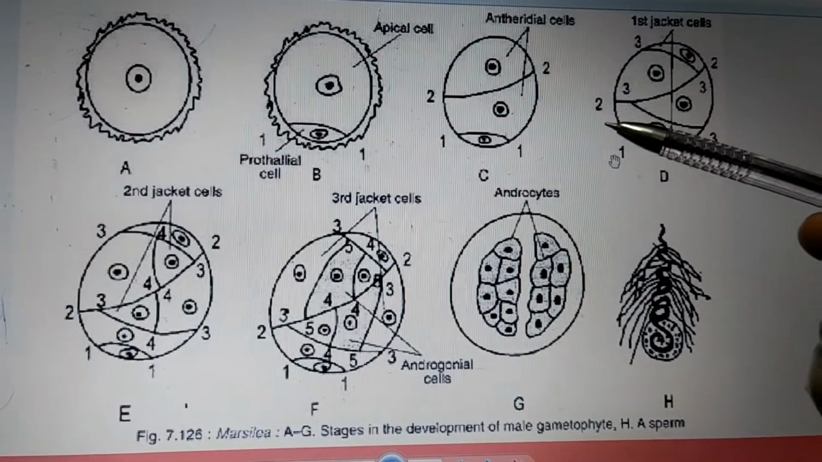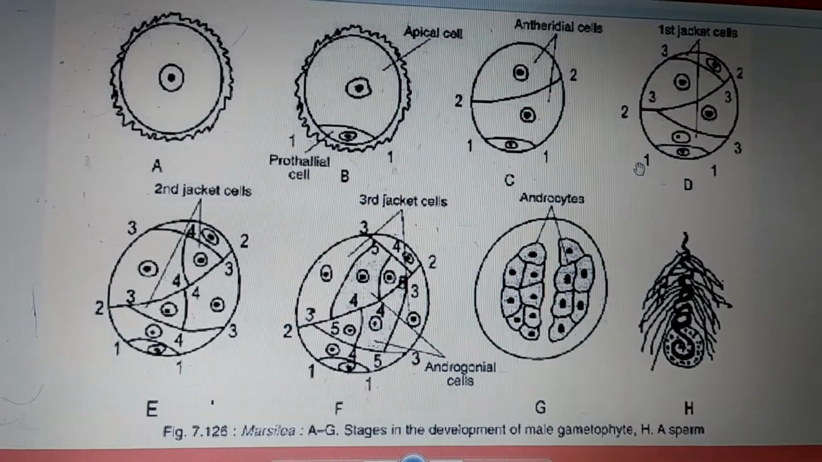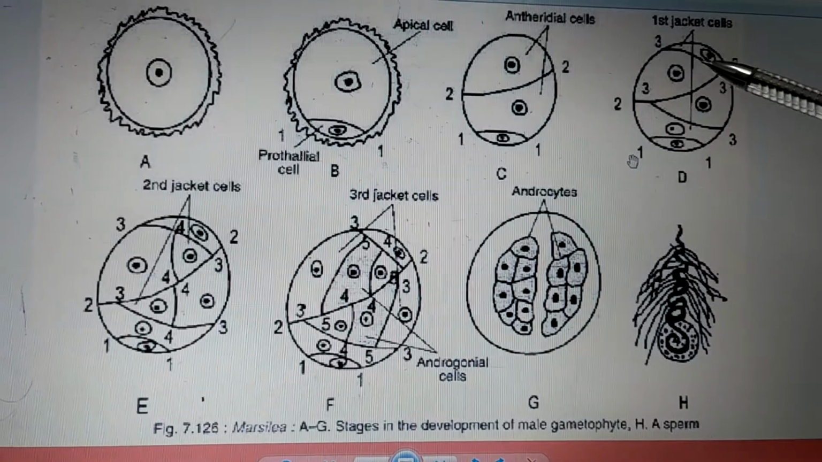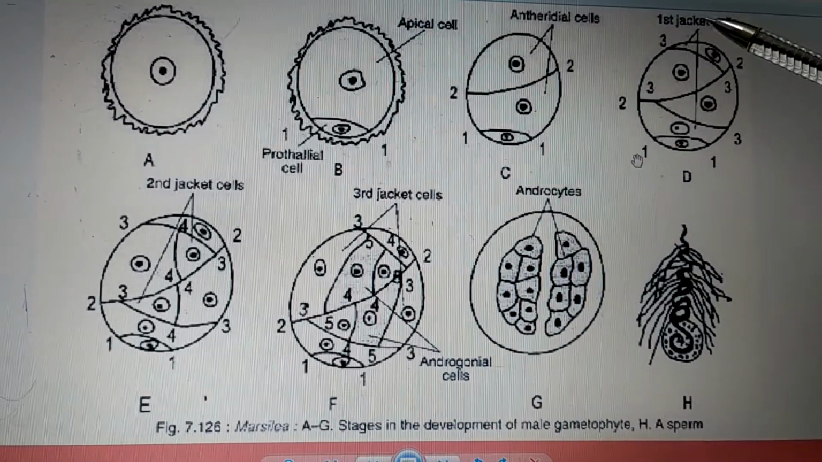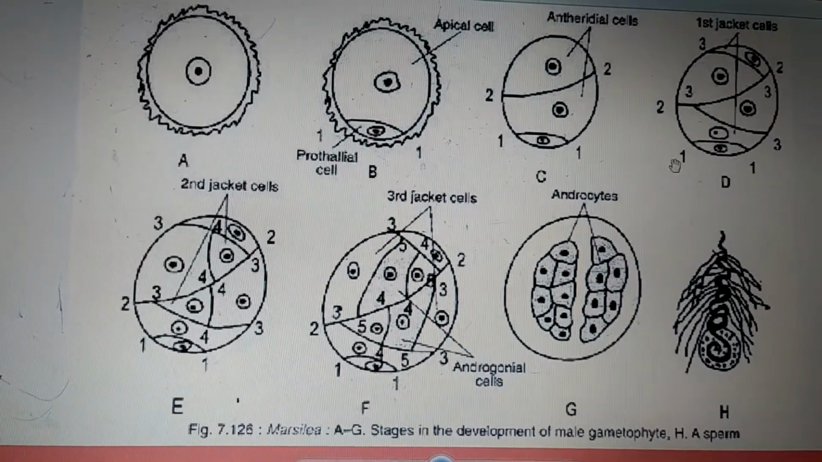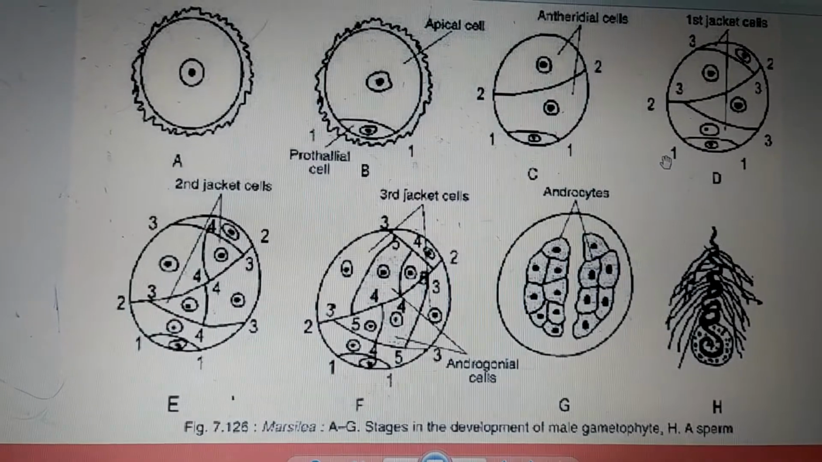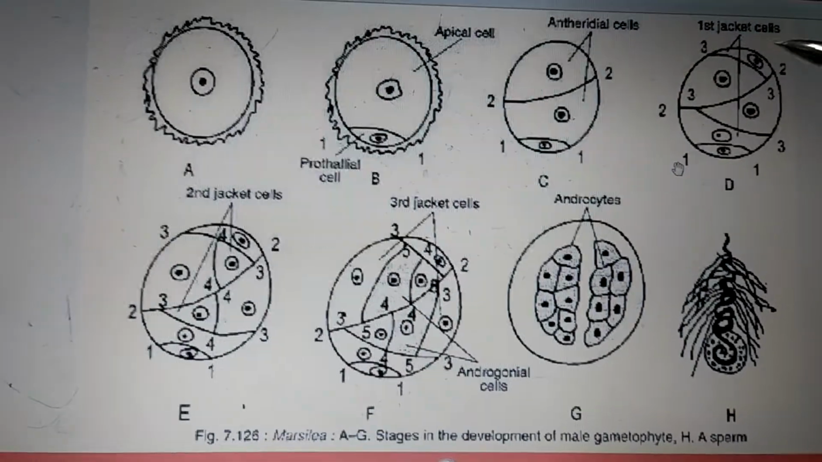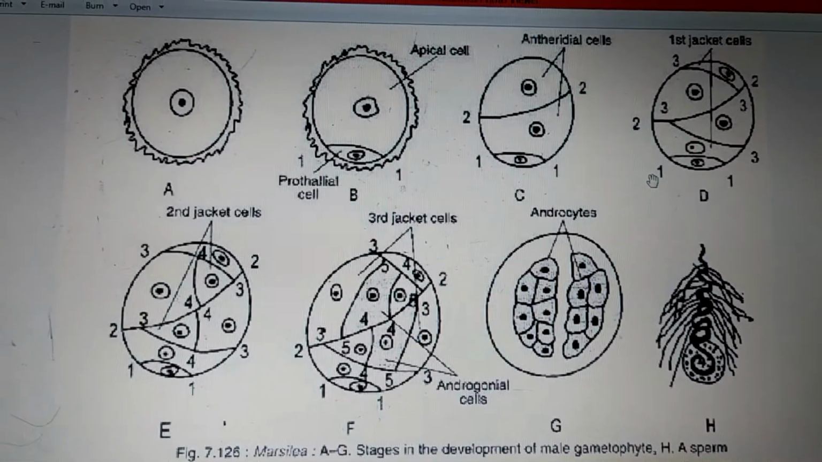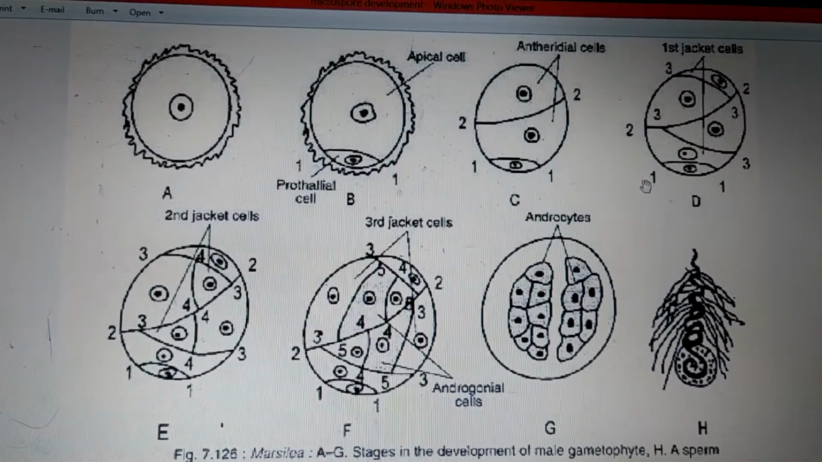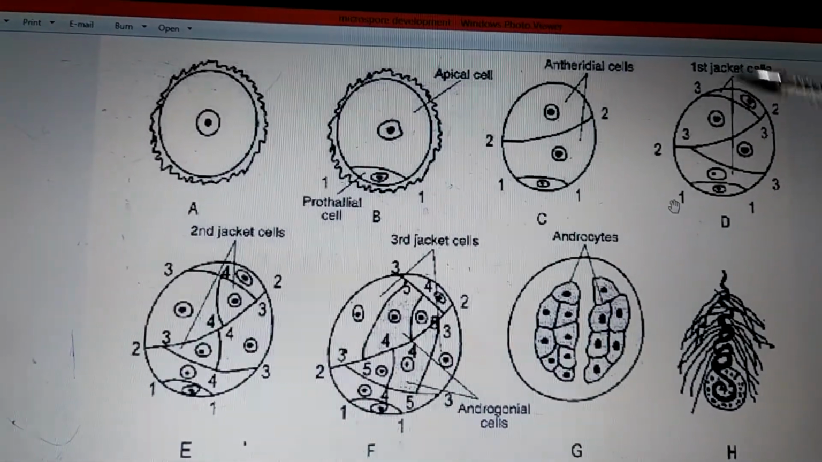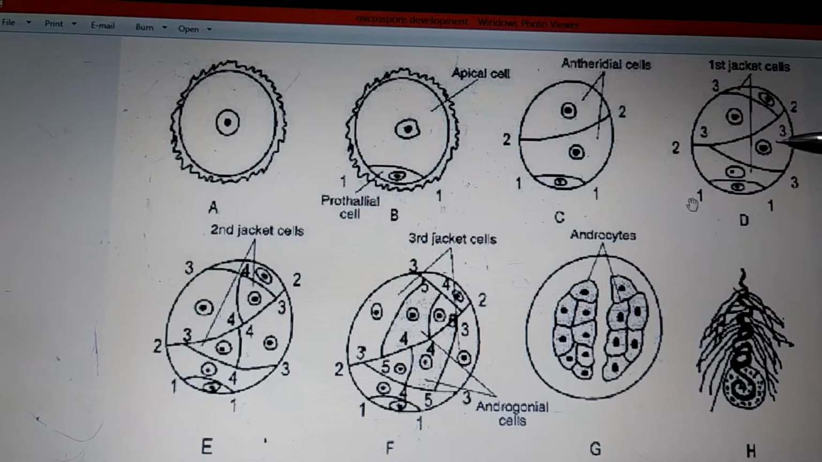Now both the antheridial cells divide diagonally again. So these were the two antheridial cells. They divided diagonally again, leading to formation of a smaller cell and a larger cell. The smaller cells, this one and this one, are going to form the first jacket cell. Here in different stages we are going to see the formation of jacket cells. So in total 3 pairs of jacket cells are formed. This is the first pair of jacket cells, and these are larger cells.